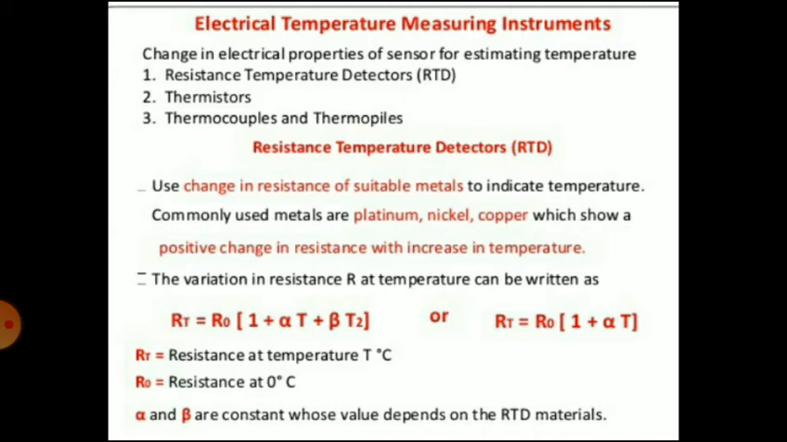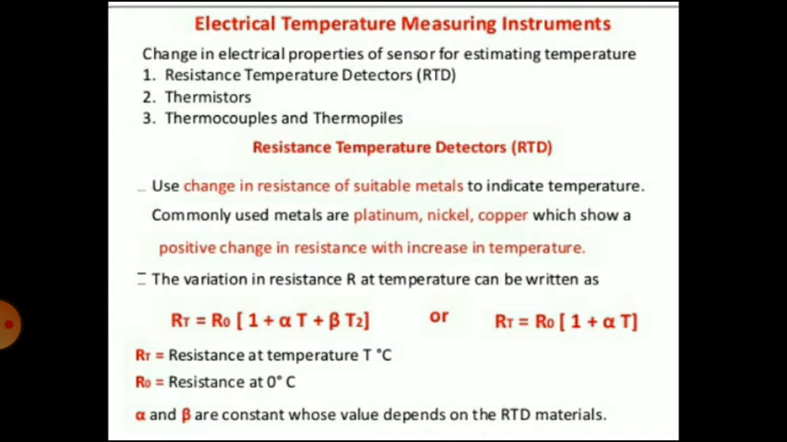So these are changes in electrical properties of the sensor for estimating temperature. First is resistance temperature detectors, also called RTD. Second is thermistors, and third is thermocouples and thermopiles. Now we will see the first measuring instrument, that is electrical resistance thermometers, also called resistance temperature detector, or in short RTD.